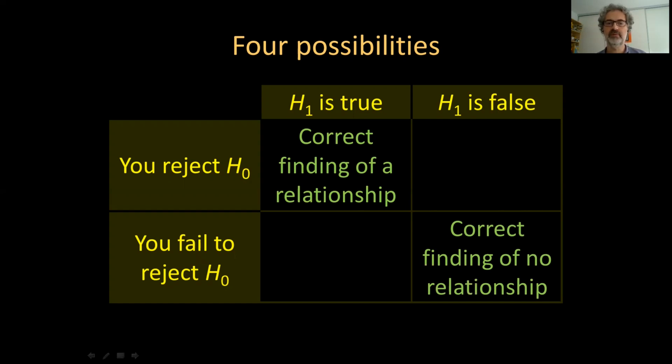However, it's possible, sometimes it will occur, that your hypothesis is false, but you nevertheless have to reject the null hypothesis based on your data. This is called a type 1 error. Conversely, if your research hypothesis is true, but you fail to reject the null hypothesis based on your data, then you are committing a type 2 error. Not very creative naming there.